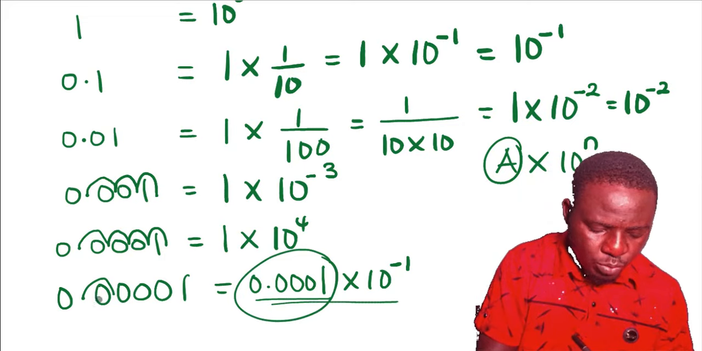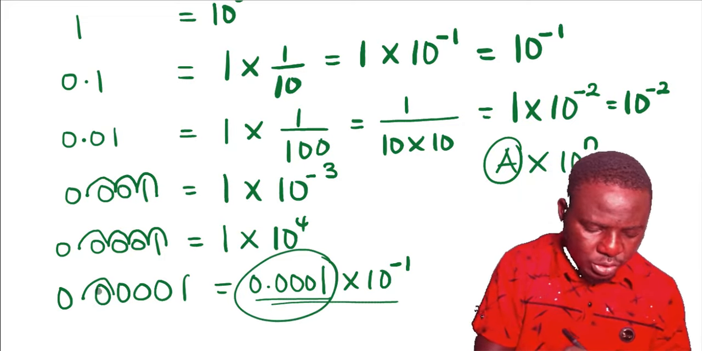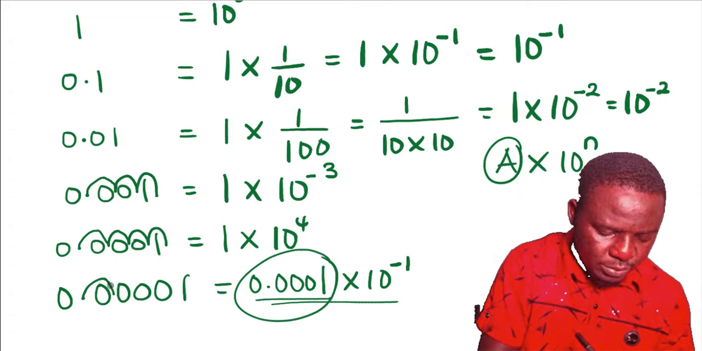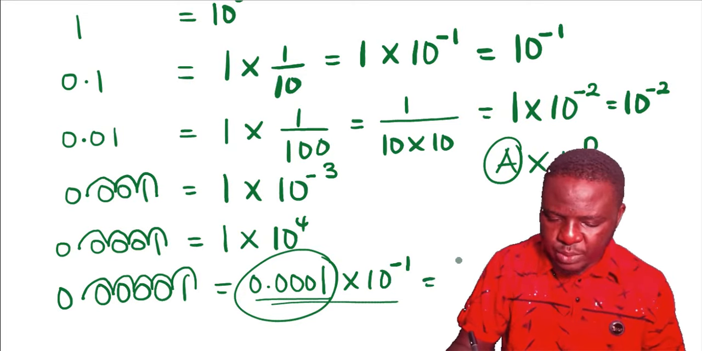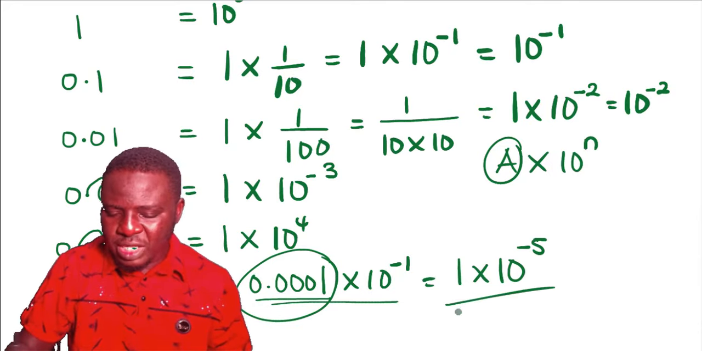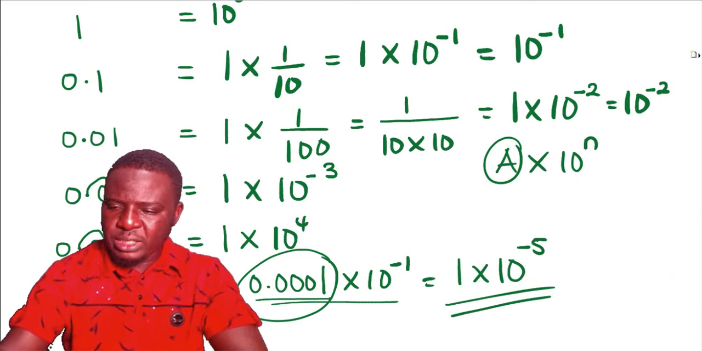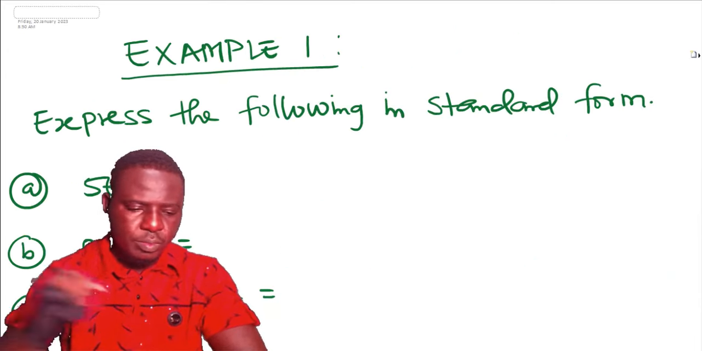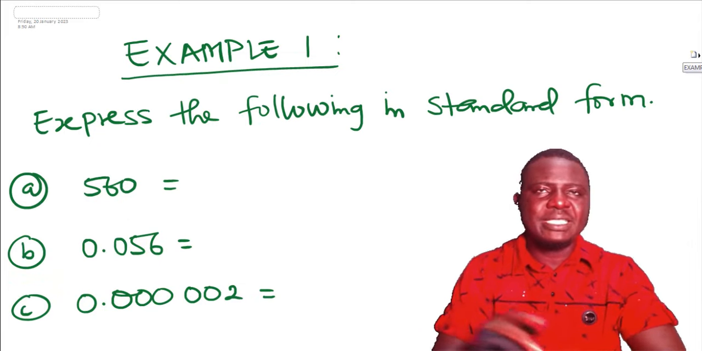So we are going to move this the number of times that will make such to be possible, and this becomes 1, 2, 3, 4, 5. So therefore this can be expressed as 1 times 10 raised to the power of negative 5. So this is now said to be in standard form. Let's take more examples. That we should express the following in standard form.